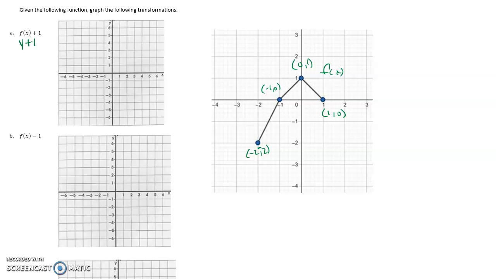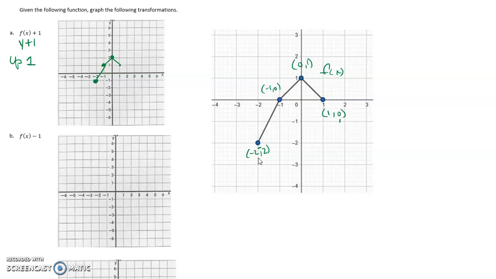So this first point is (-2, -2). I'm going to add 1 to the y value, so it becomes (-2, -1). This point, (-1, 0), is going to become (-1, 1). The point (0, 1) is going to become the point (0, 2). And then the point (1, 0), we're going to add 1 to the y value again. So that's just going to be the point (1, 1). And now we connect those dots. So you can see that when we add on the outside, this shifted the graph up 1.